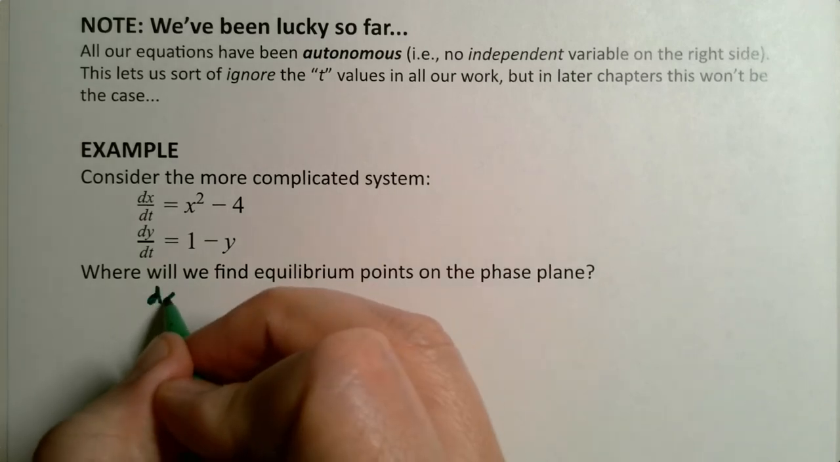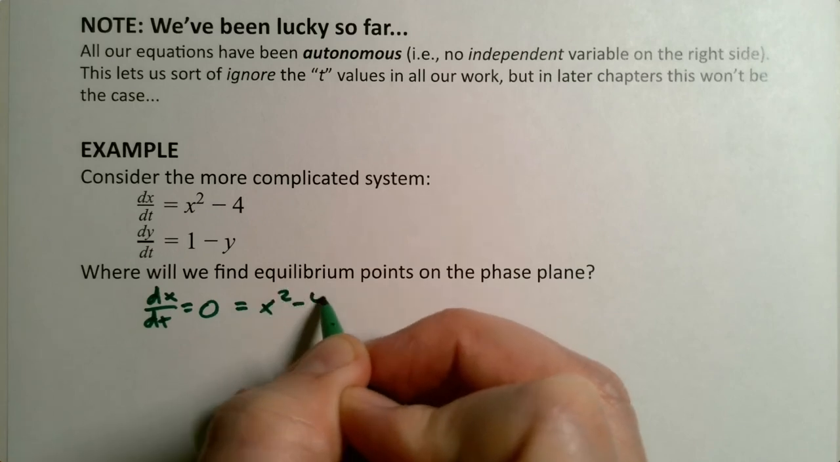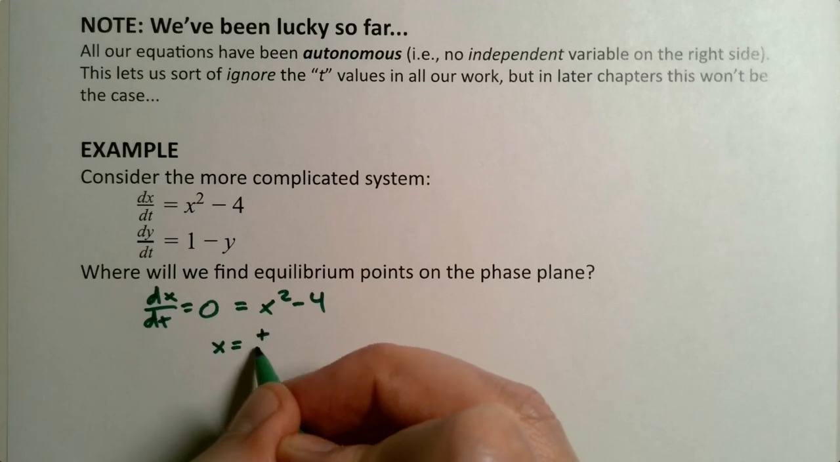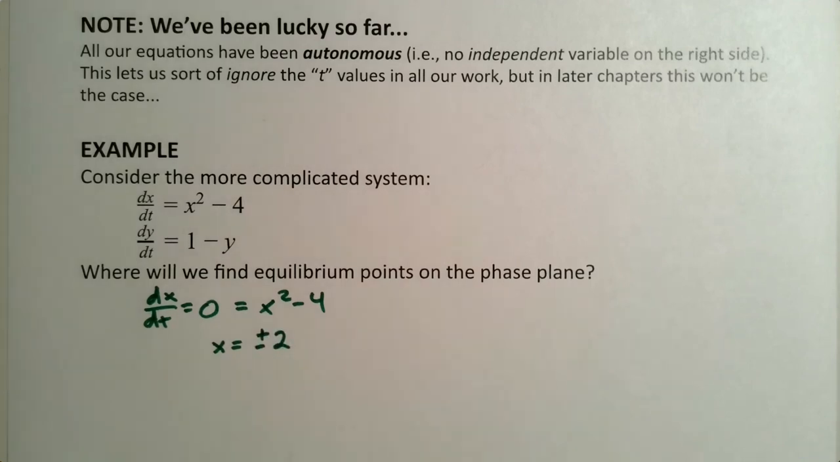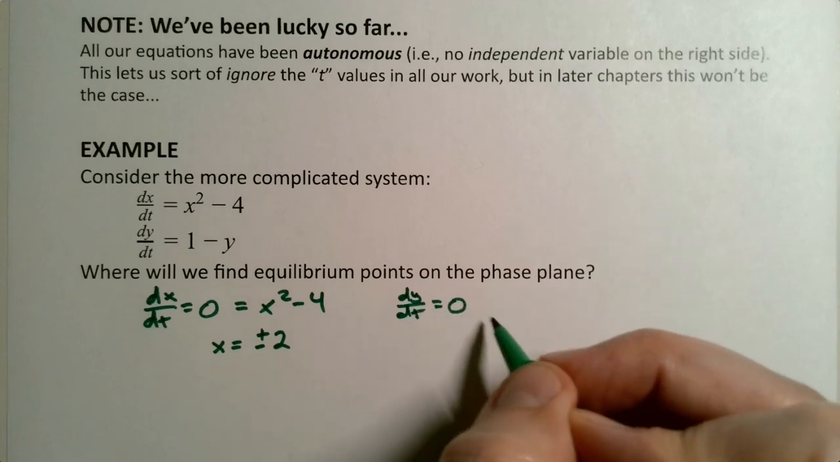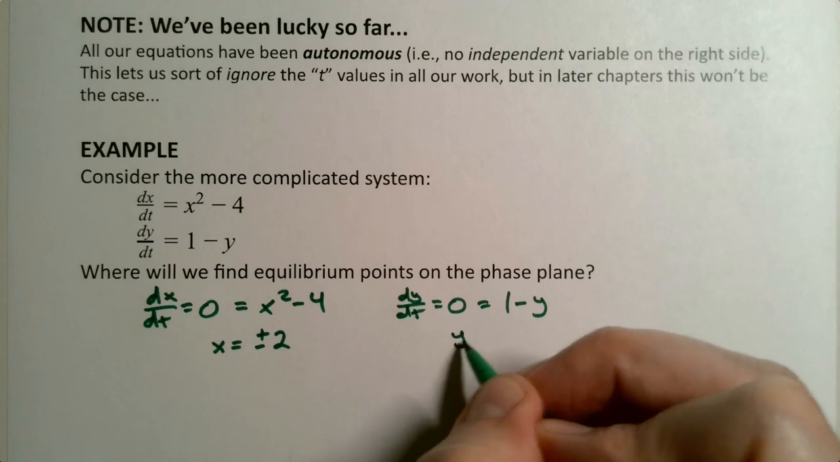So where are we going to find the equilibrium locations? Well, dx/dt equals 0 when x squared minus 4 equals 0. And that's going to happen when x is plus or minus 2. And dy/dt is equal to 0 when 1 minus y is equal to 0. And that only happens when y is equal to 1.